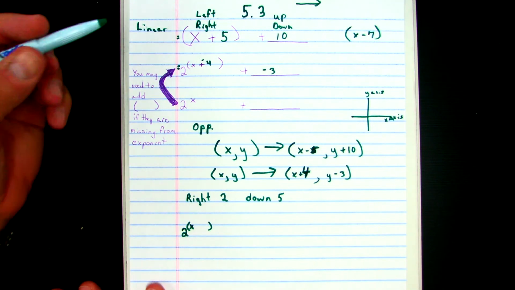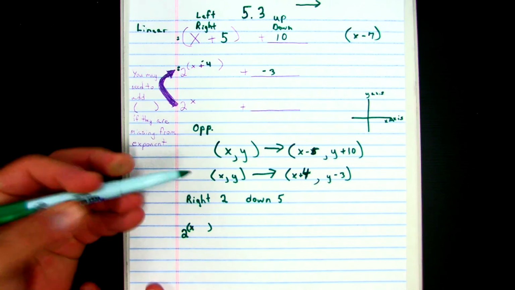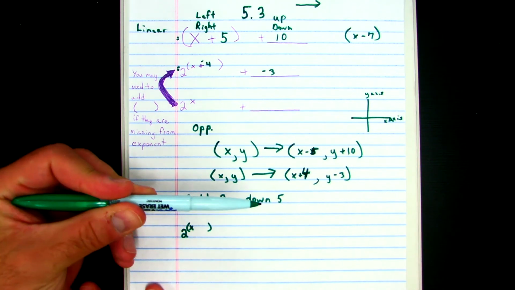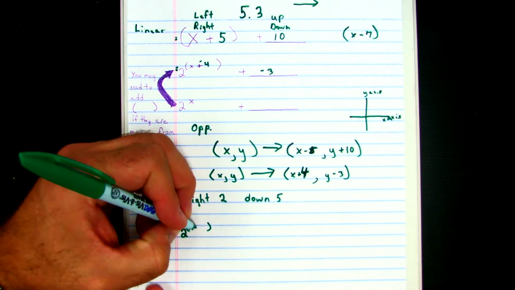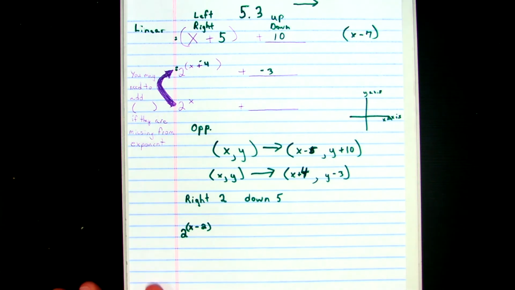All right, I'm glad you're back. So going to the right 2 would be this direction, which is normally plus. But when I write it in my problem, I have to write the opposite, which would be minus. Okay, I'm writing the function.